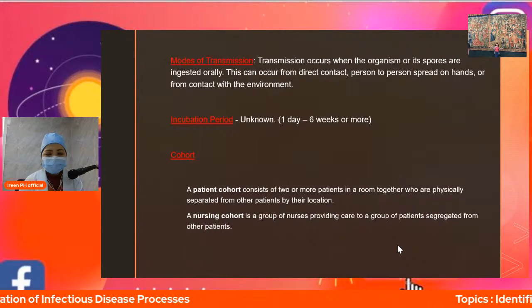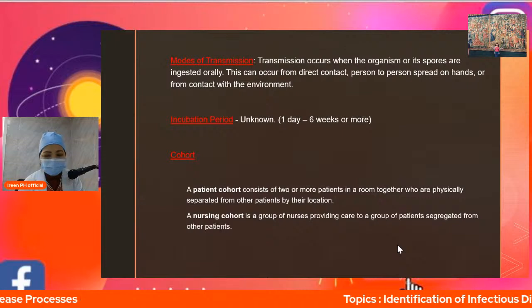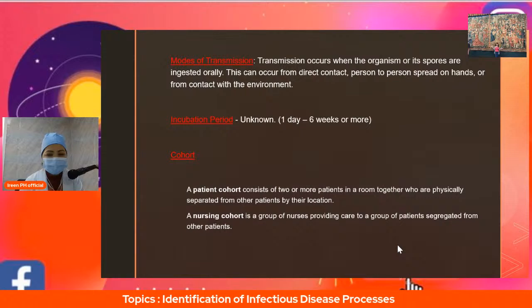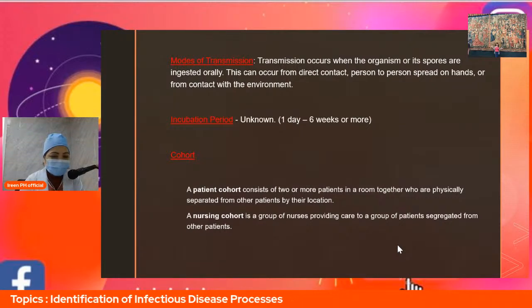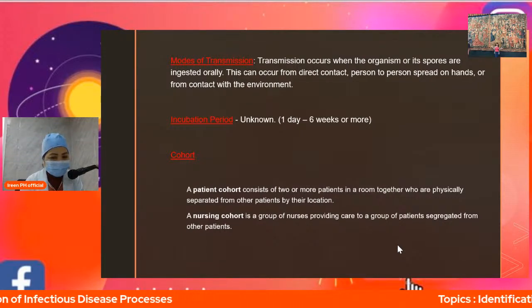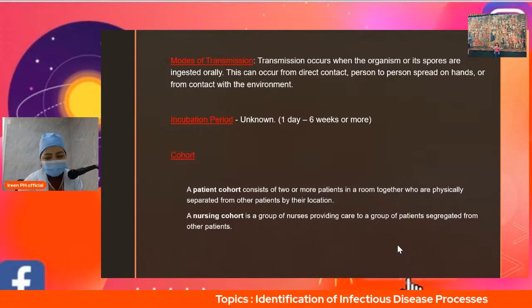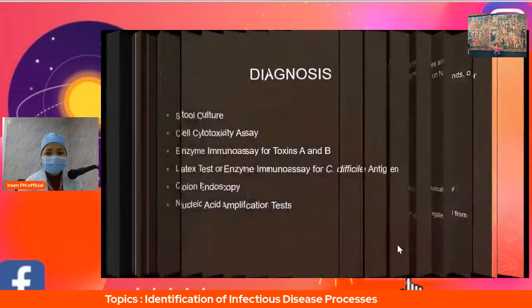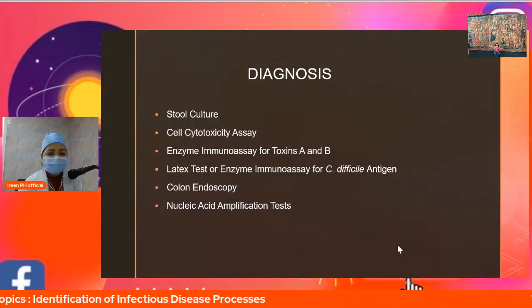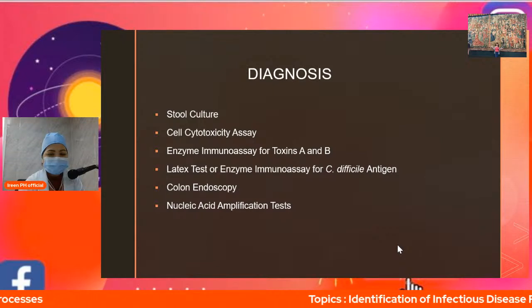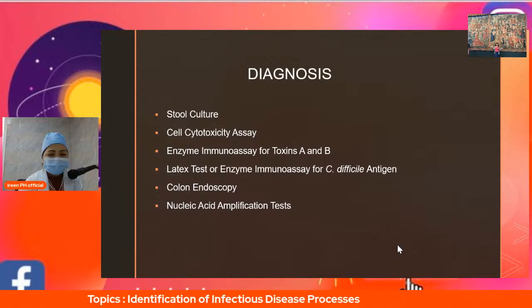Cohort: a patient cohort consists of two or more patients in a room together who are physically separated from other patients by their location. A nursing cohort is a group of nurses providing care to a group of patients segregated from other patients. Diagnosis includes stool culture, cell cytotoxicity assay, enzyme immunoassay for toxins A and B, lytic test, colonoscopy, and nucleic acid testing.